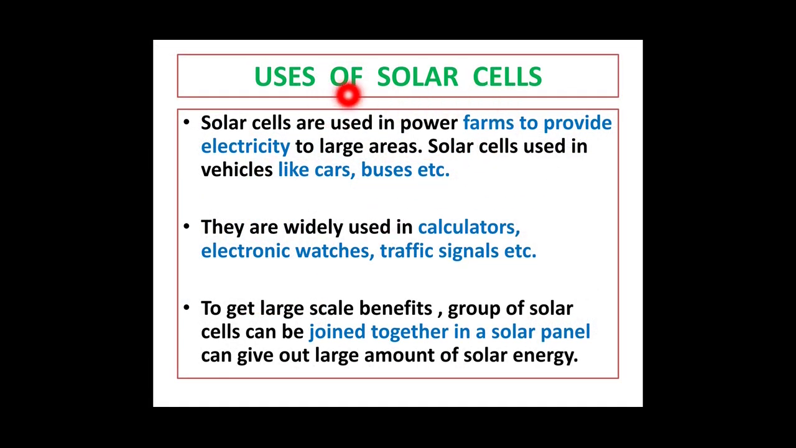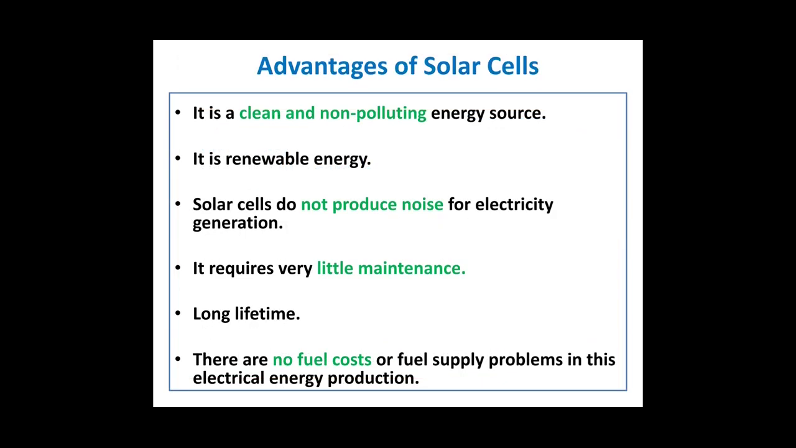Now the uses of a solar cell. Solar cells are used in power farms to provide electricity to large areas. Solar cells are used in vehicles like cars, buses, etc. They are widely used in calculators, electronic watches, traffic signals, etc. And if we join several solar cells, they can be converted into a solar panel, and this will give out a huge amount of solar energy.